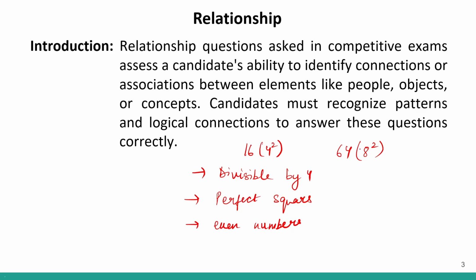So when we talk about relationship, basically what we are doing is we are recognizing patterns or logical connections between certain elements, and based on that we have to give certain answers. So this is the keyword, that we are finding logical connections between certain elements. Okay, so this is the whole concept of relationship.